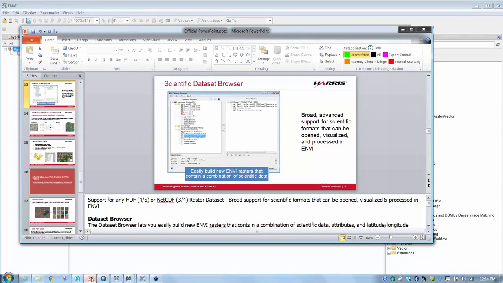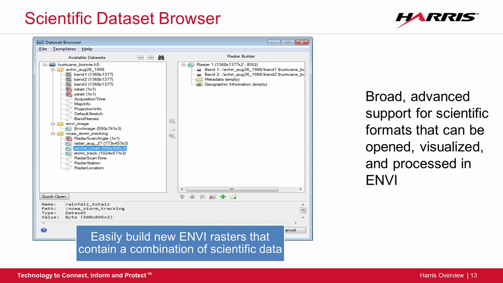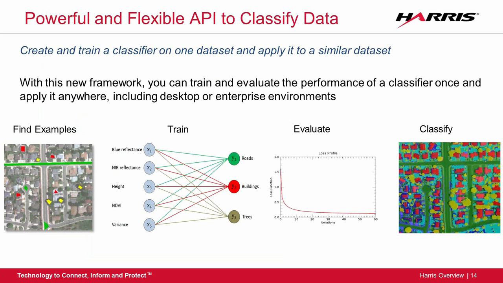So the new ENVI classification framework provides a powerful and flexible way to classify your data. You can create and train a classifier on one data set and apply it to similar data sets with similar features. Traditionally, classifiers are tied to one data source, but with our new framework, you can train and evaluate the performance of a classifier once and apply it anywhere, including desktop or enterprise environments. The classifiers included now are support vector machine and softmax regression, as well as iterative and gradient descent trainers.